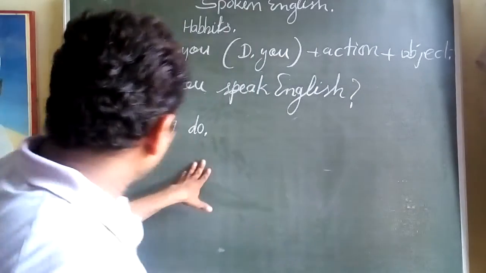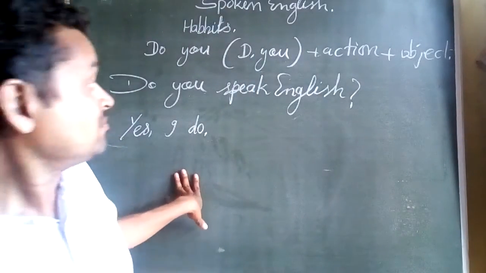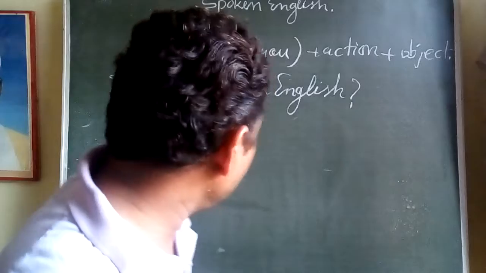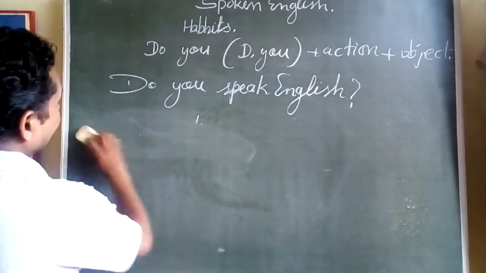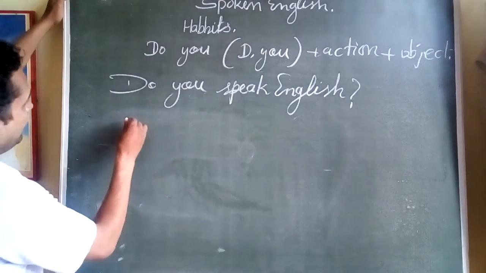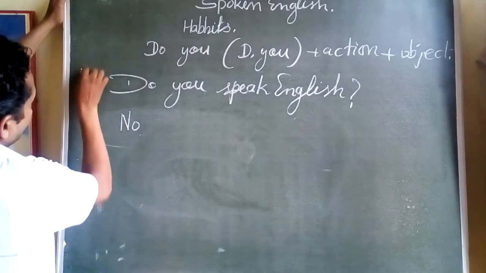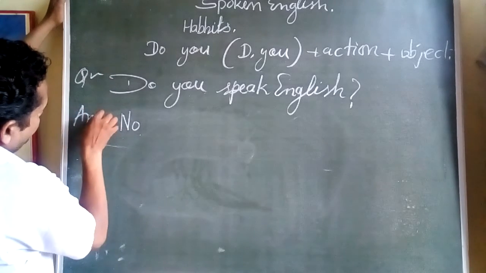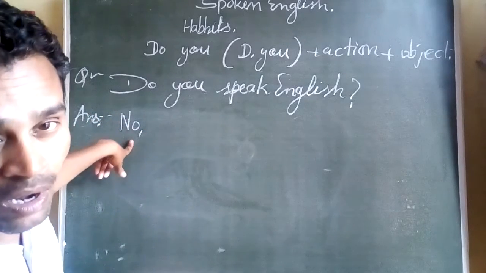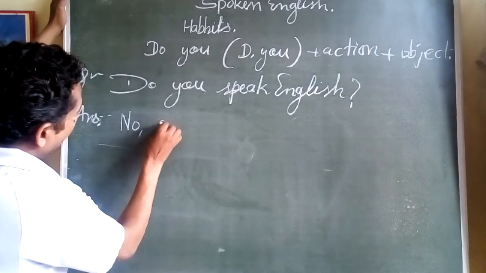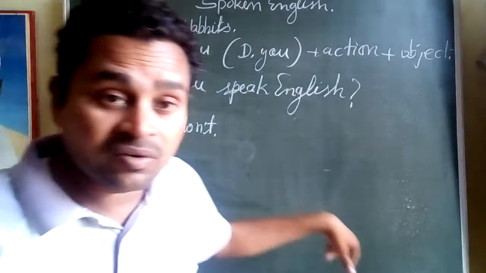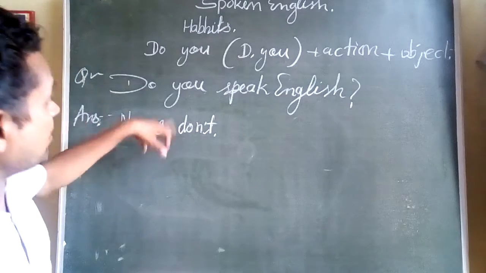Well, so similarly, if you don't, for example, you never speak English, you do not speak English language, so you can reply, do you speak English? No. I speak English. So you can reply no. This is the question. This is the answer. Well, no. And here you can put a comma. No, I do not. Means I don't. No, I don't. Well, so this is the correct answer to this question.